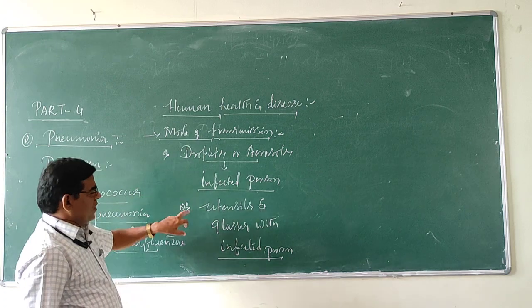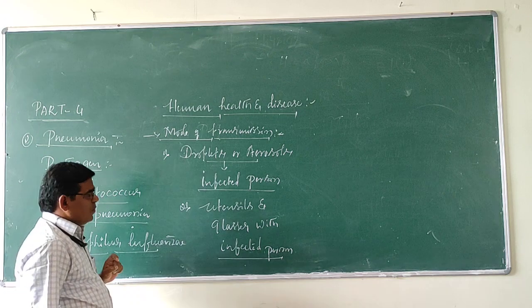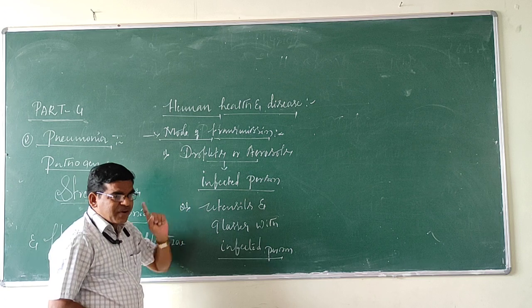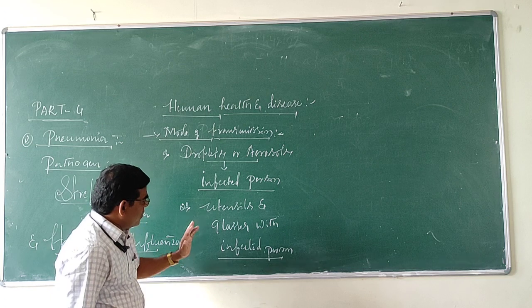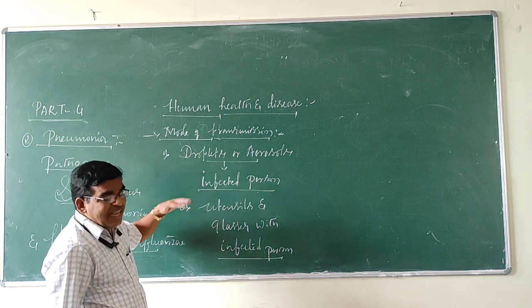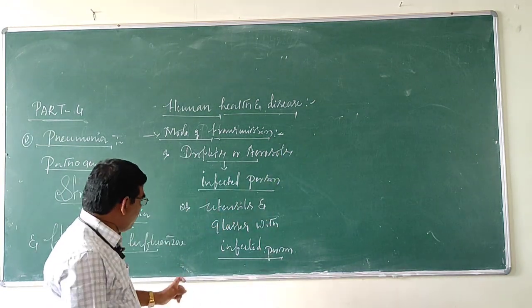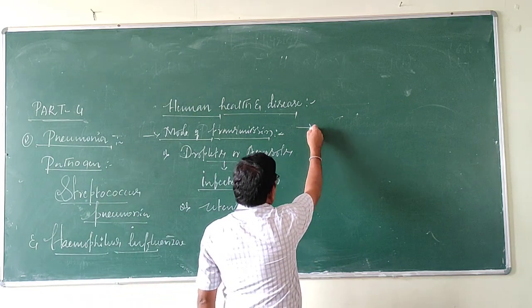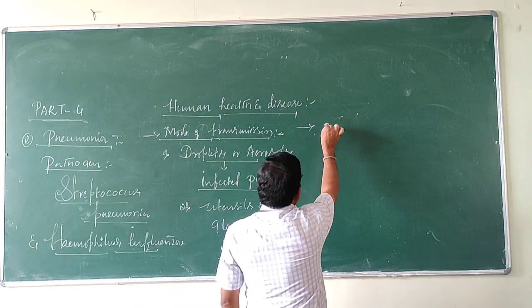So these are the two methods of transmission of the pathogen Streptococcus pneumoniae: droplets or aerosols of an infected person, and utensils and glasses used by an infected person. By these two ways, the pathogen spreads from one person to another. This is the mode of transmission and the pathogen. Then symptoms.